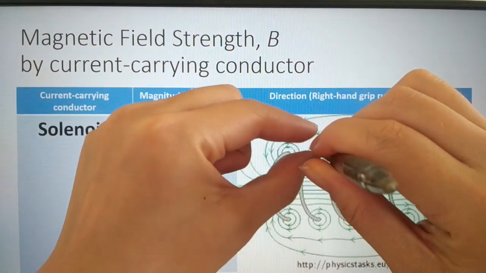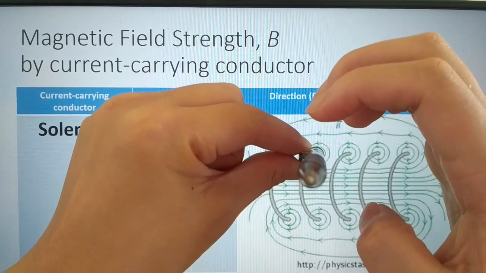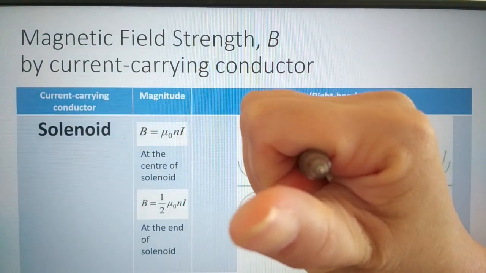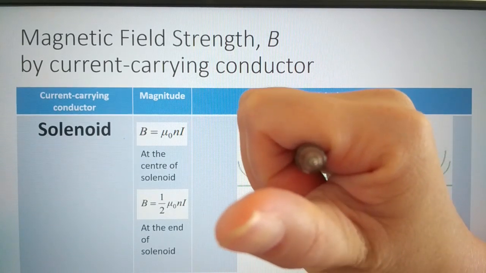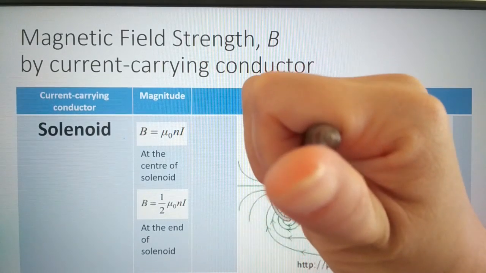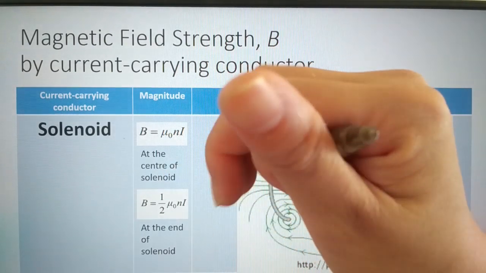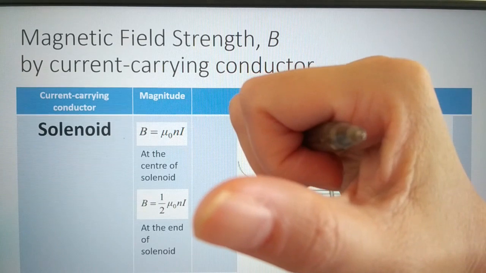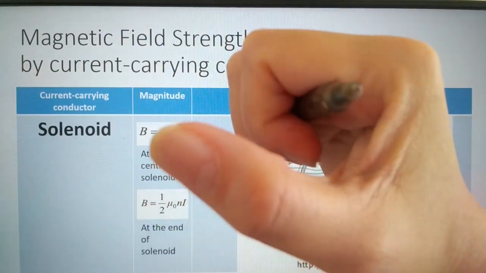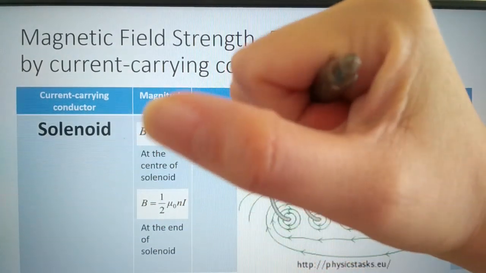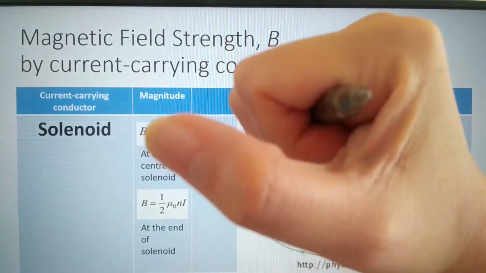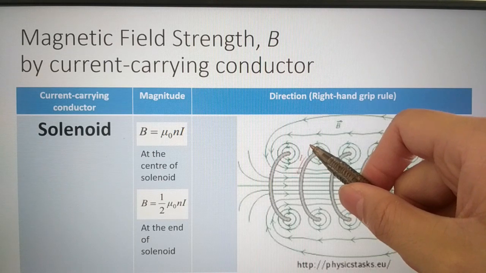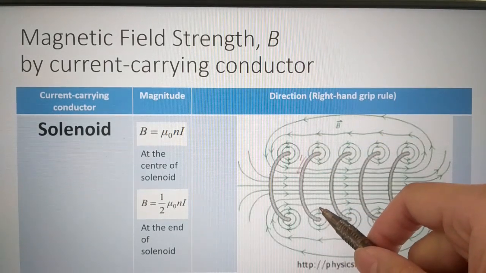Okay, your current is flowing out of the page at this point, and you grip it using your right hand. Your thumb is pointing in the direction of the current flow, which is out of the page. So, what about the rest of your fingers? How are they gripping? They are gripping in the anti-clockwise direction. So that is the direction of your magnetic field strength. Anti-clockwise.